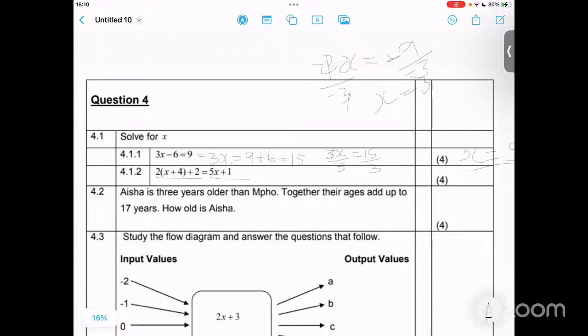And 4.2 for here, they say Asia is 3 years older than Mpo. Together their ages add up to 17 years. All right. We want to know how old is Asia. Asia is 3 years older than Mpo. And both their ages, when added together, they equate to 17. Now they're asking you how old is Asia. How are we going to calculate for this, Zira?